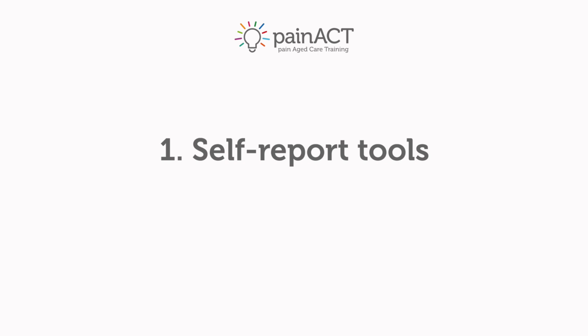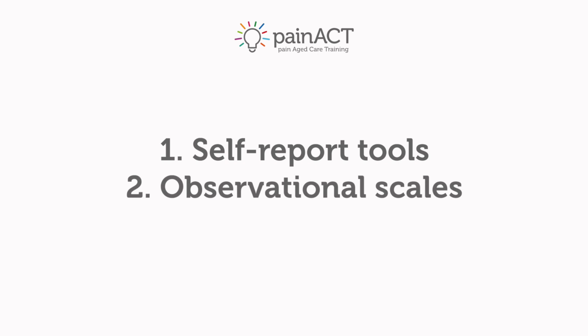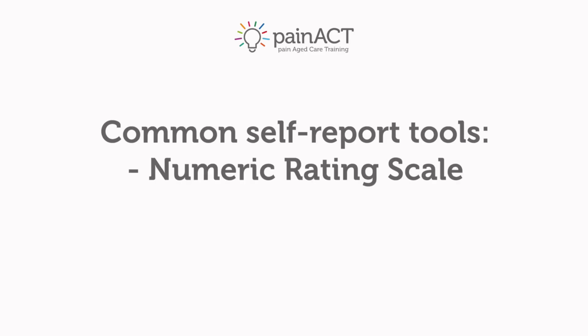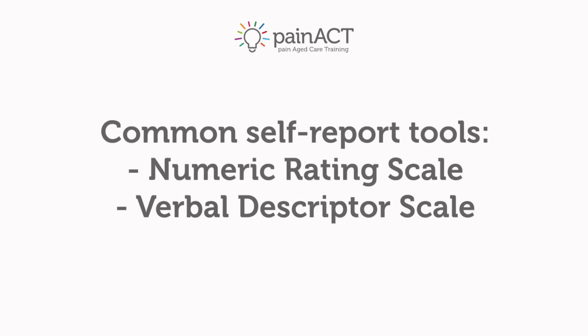There are a number of pain assessment tools that we use in aged care. The main difference between the tools is whether you ask the resident if they have pain, which is called self-report, or whether you are monitoring for behaviours that suggest pain, which are called observational scales. They are often used when the resident can't talk about their pain reliably, such as when they have dementia in the advanced phases. The most common tools in Australia are the numeric rating scale and the verbal descriptor scale.